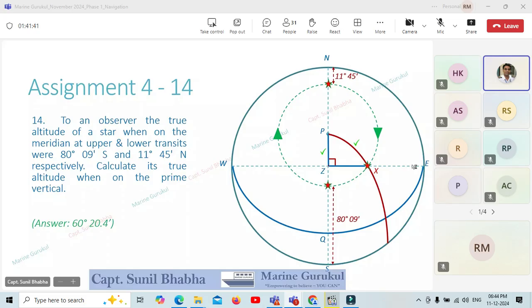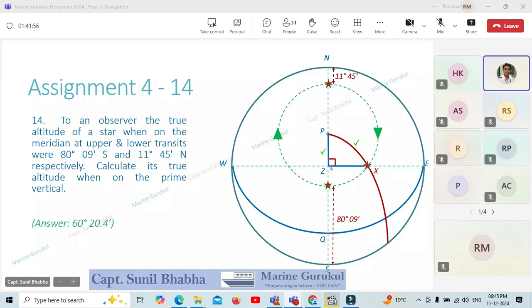Let's first work out this 90, beta. Yes, sir. Now P is the pole, beta. Can you tell me what is the direction of the ZPN line? ZPN. The direction will be 000. You agree? Yes, sir.